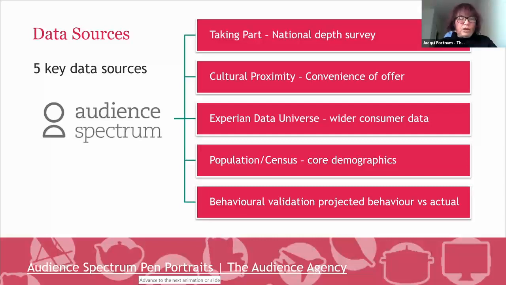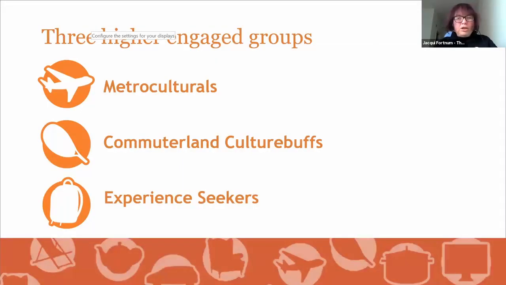So in terms of what those groups look like, these are the three higher engaged groups: Metroculturals, Commuterland Culture Buffs, and Experience Seekers. And at this stage, I should say that all segmentations have this sort of shorthand naming system within them. Don't worry too much about the names themselves. They're used to identify the key characteristics that differentiate one group from another. But the most important thing is to understand who these people are.